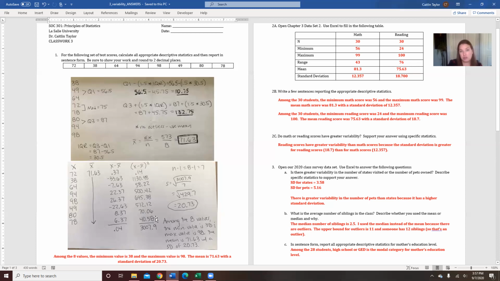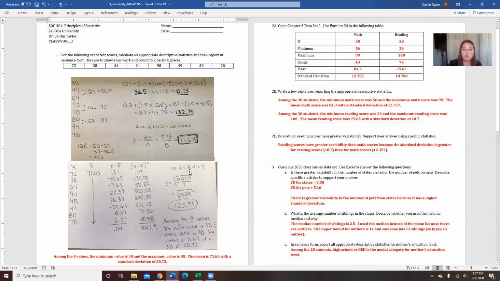Step 5 then for standard deviation is to add up everything in column 4. So you add up 0.14 plus 1130 plus 58 plus 500, et cetera, et cetera. Add up all of these, and that gives you 3007.9. So if we go now to our formula for standard deviation, S, the standard deviation, equals the square root of the sum of all of our x minus x bar squareds, over n minus 1.